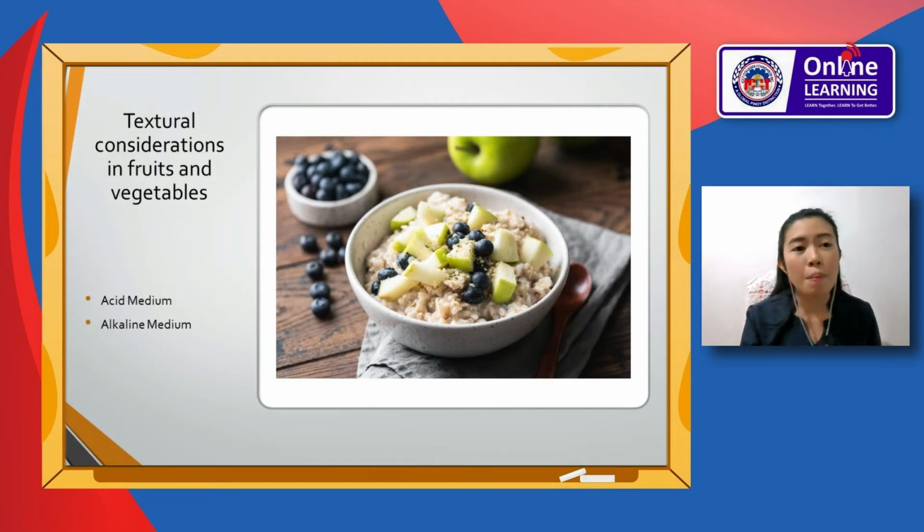Next, let's move on to the textural considerations in fruits and vegetables. First, exposure to extreme pH levels affects the texture of fruits and vegetables. In an acid medium, the presence of acid retards the softening of the cellulose, significantly increasing the time required for tenderizing the vegetable. And next one is the alkaline medium. An alkaline medium makes the structure of fruits and vegetables lose its integrity, thus becoming mushy or soft.